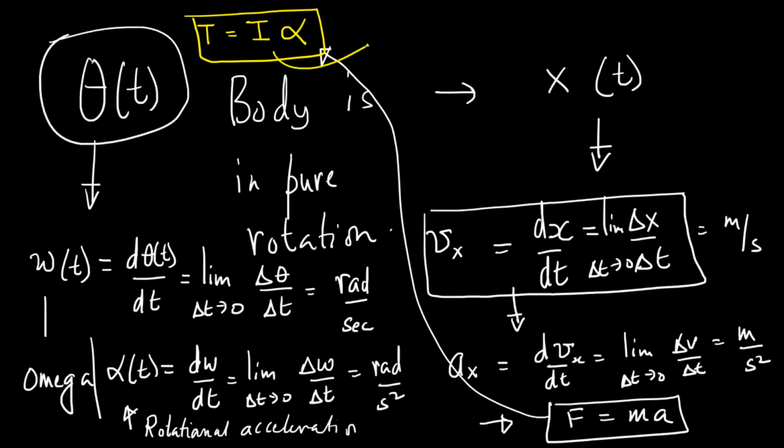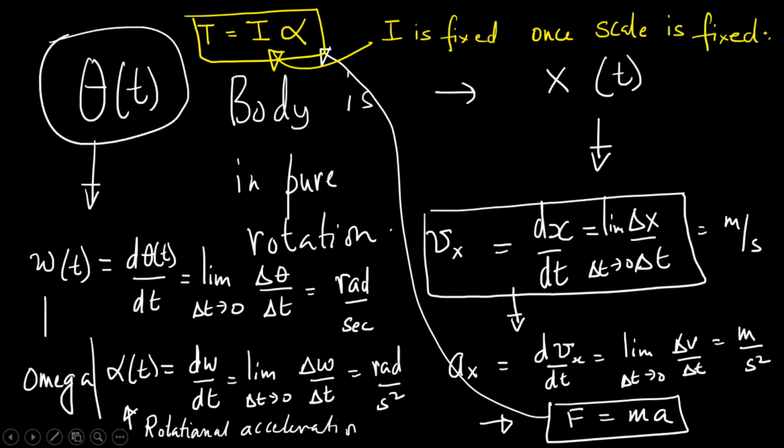I think I should tell you that I is a fixed value for the object once the axis is fixed. So once the axis is fixed, I becomes a constant. In other words, I can change if you change the axis, and that's what I mean by the shape of the object is going to play a role. But don't worry about it. At this stage, what you need to realize is I depends on the shape, but it is fixed once the axis is fixed.